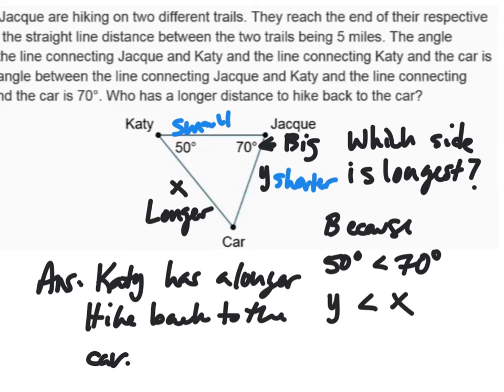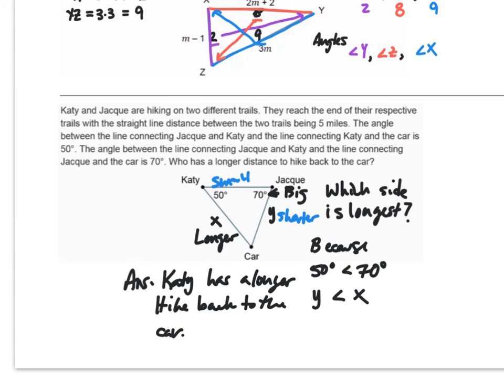It appears as though Katie's a little bit more sharp, or maybe the hike was just a little bit easier. But it kind of depends on the picture. The pictures aren't always drawn to scale, so you can't really tell this just by looking at the picture. But if you have the angle measures, you know they're going to follow the same thing. So that's the idea.